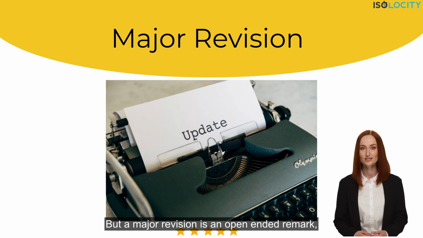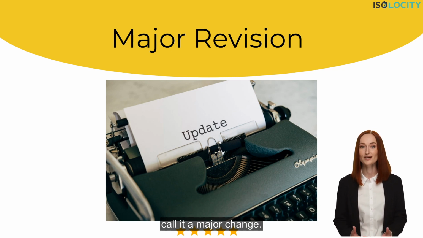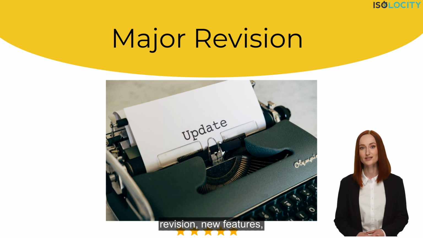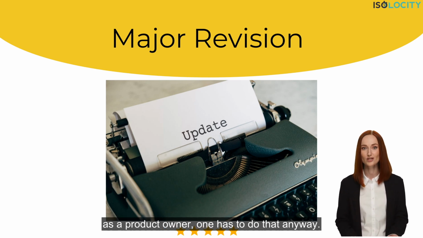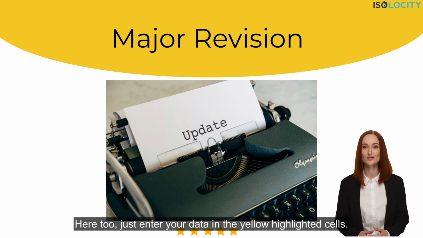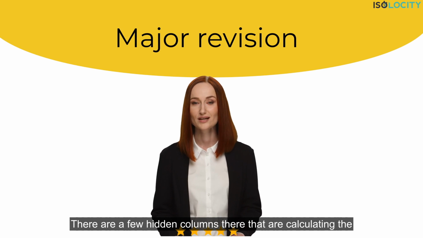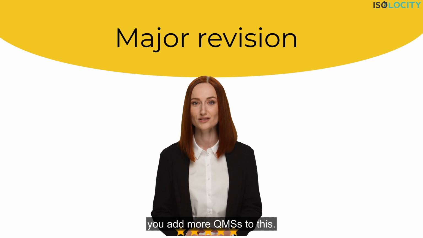But a major revision is an open-ended remark, right? Some might change one tiny portion of the software and call it a major change. That's the reason we are also capturing % of UI change in that revision, new features, and new integrations brought to life. We are not considering discarding redundant stuff as a factor for revision because, as a product owner, one has to do that anyway. Here too, just enter your data in the yellow highlighted cells. There are a few hidden columns there that are calculating the age of the revision, so there is no need to unhide them unless you add more QMSs to this.